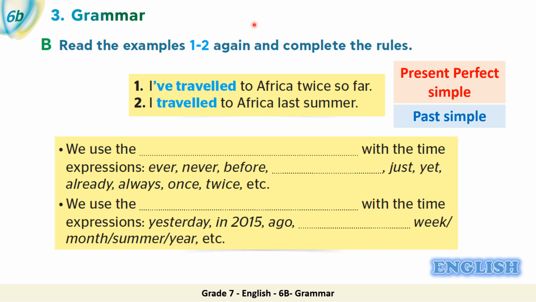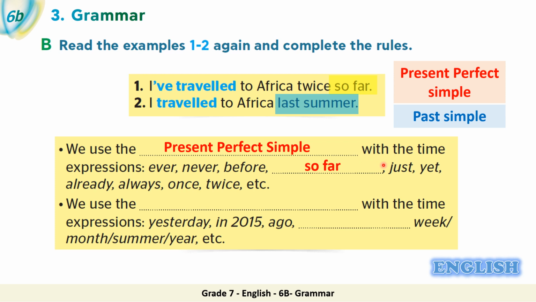Let's go back again to the student book. Exercise B. Read the examples 1 and 2 again and complete the rules. The first sentence is in the present perfect simple, and we have the time expression so far. And the second sentence is in the past simple, and we have the time expression last summer. Now, who can complete the blanks in the first point? That's correct. We use the present perfect simple, and with the time expressions, the missing one is so far.